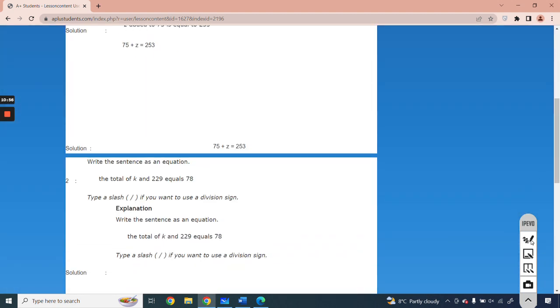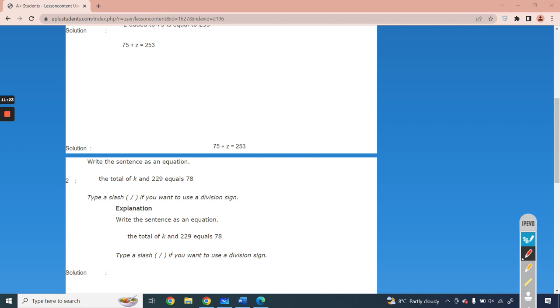The next example is the total of K and 229 equals 78. Total means you have to add them. Total, K plus 229 equals 78. Got it?